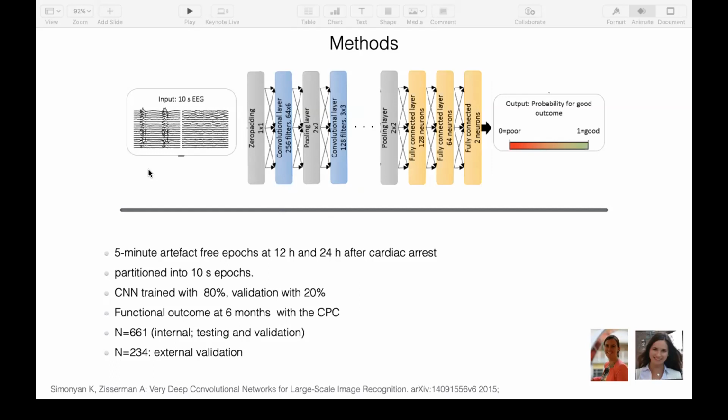So it's a 2D convolutional neural net, and that's the input signal we provided to the net, labeled with a CPC score. And as just said, 661 epochs for training, internal, so the testing and the validation, and the remaining 234, there weren't 300, 234 for external validation. And those were actually EEGs from other patients and from other hospitals. So we think this is quite a proper way to evaluate how well such a net can perform.